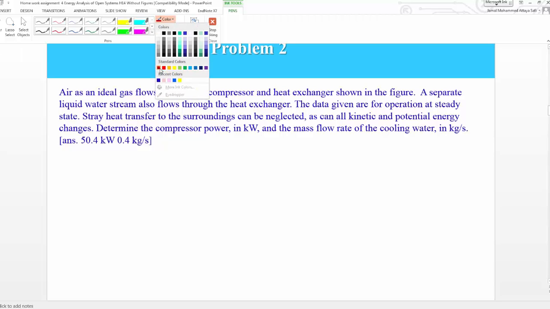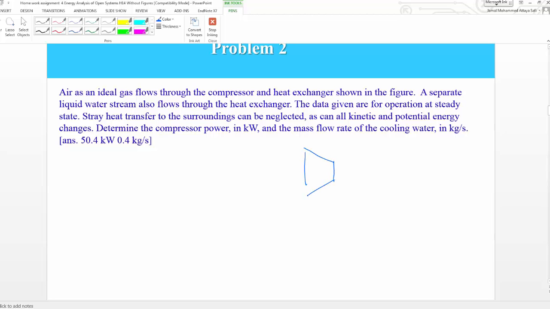Okay, now we take problem number 2. Problem number 2 is telling me that I have a compressor heat exchanger arrangement, and that is, I have a compressor, and this compressor is at the inlet of the compressor.